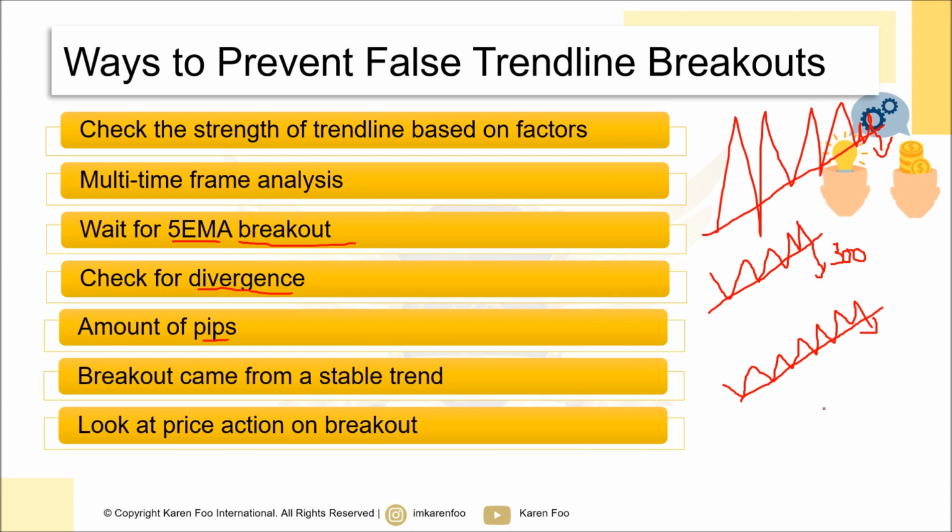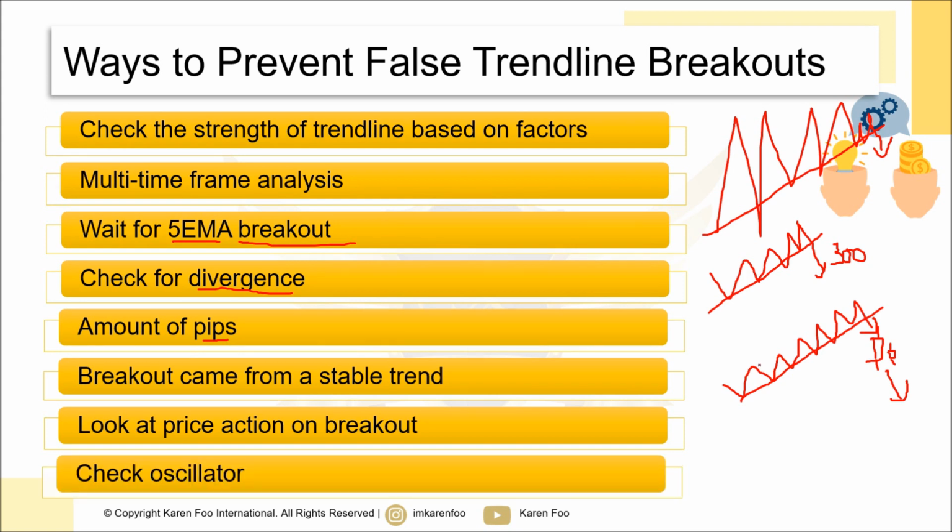Let's say for example, on the breakout right here, you see a bearish hammer candle, okay, which indicates to you that the price is going to continue to go down, and this would act as a confirmation that price will continue to go down and that the breakout will last longer and that it is not a false breakout. And most importantly, use oscillator as a confirmation.